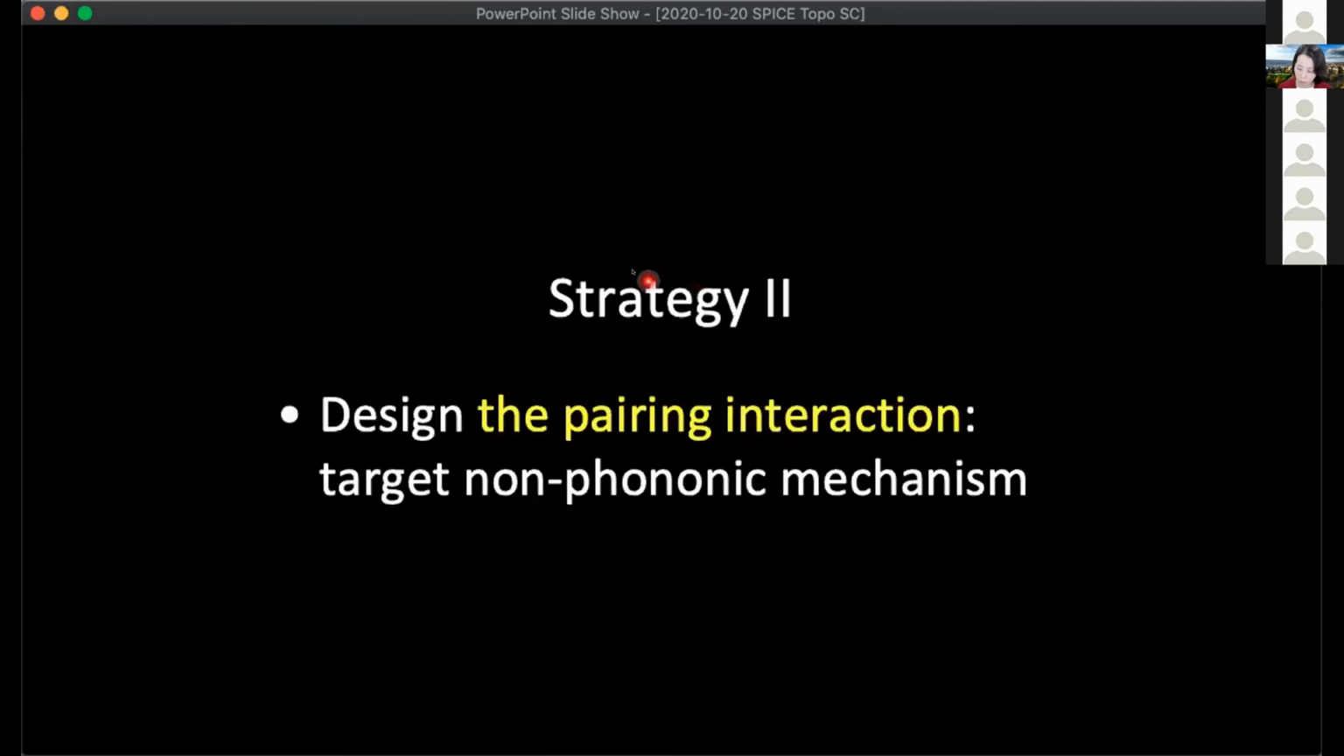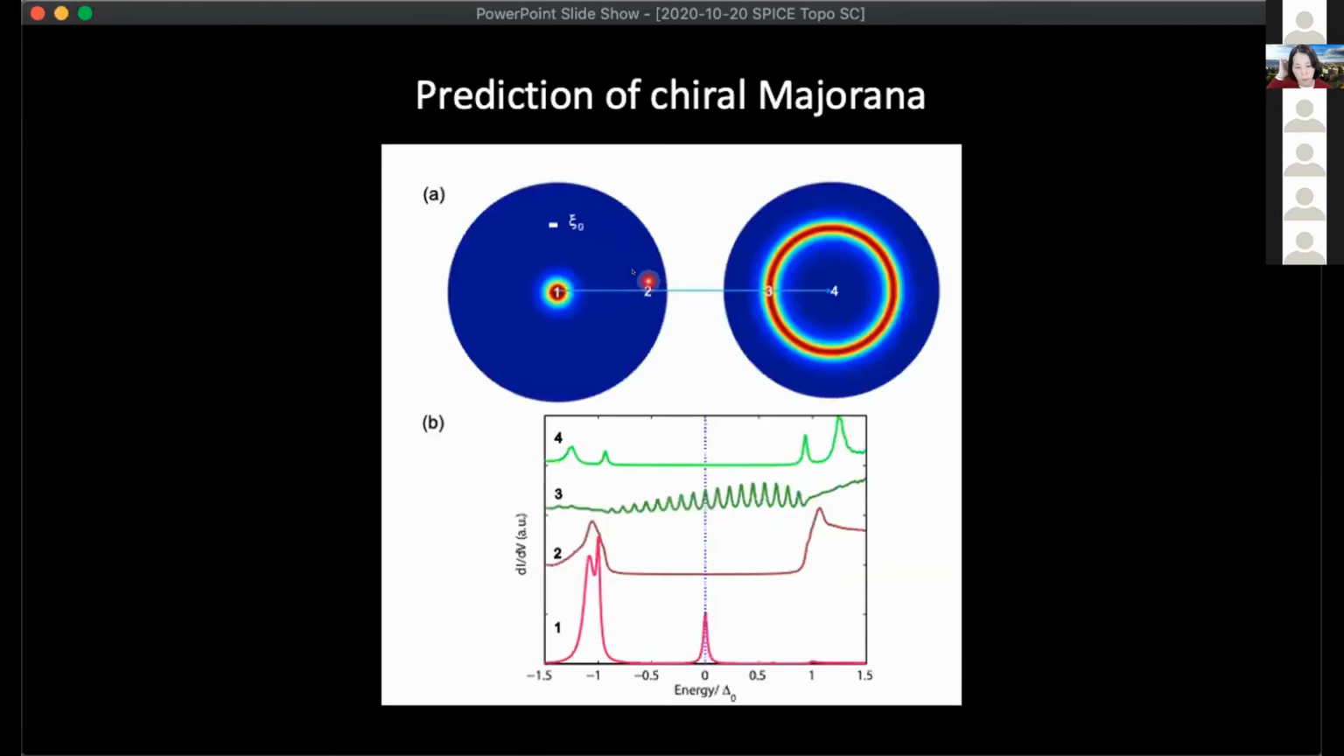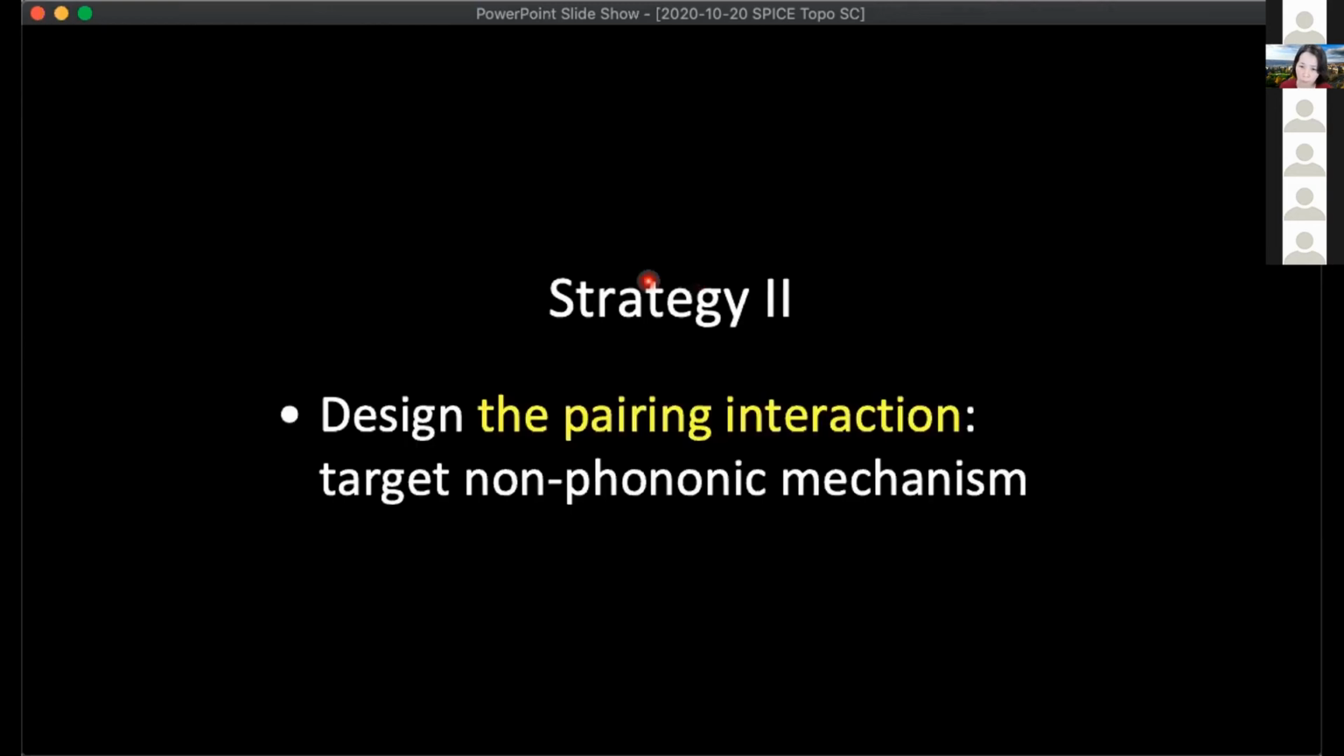So let's see. Okay. So these are the strategies that we've thought about in terms of trying to manipulate the band structure, the kinetic energy side of my pairing, with the goal of trying to restrict the phase space of pairing. Now, what about interaction? Can we also try to restrict the phase space of interaction?